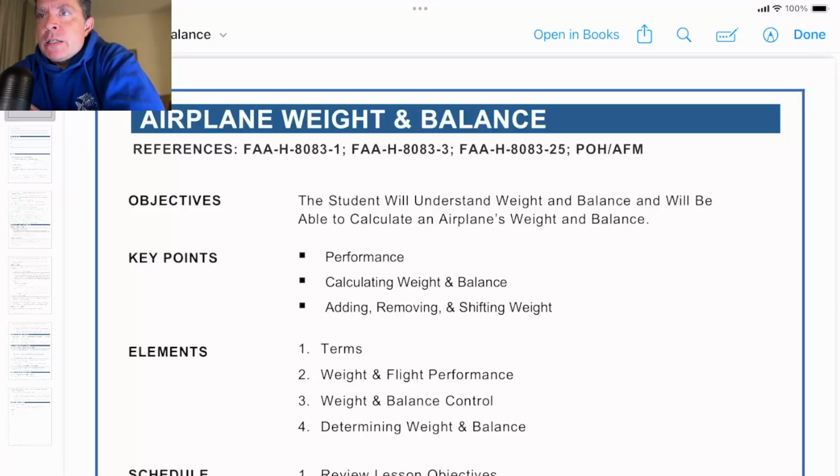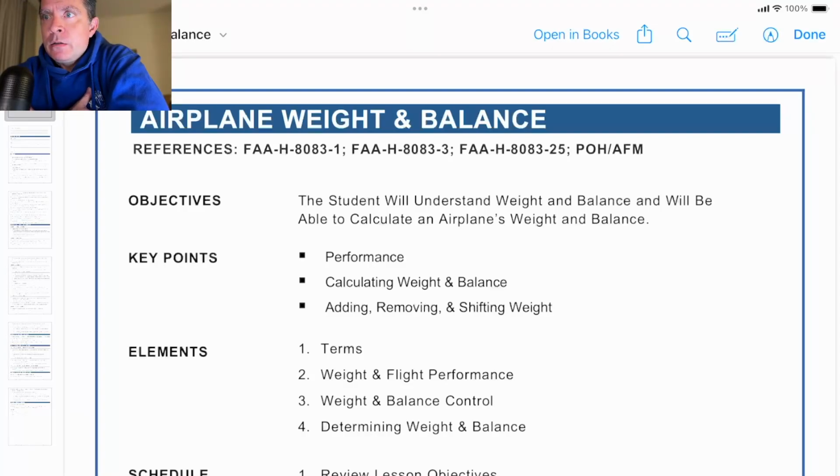All right, so the objective of this lesson is to understand airplane weight and balance. Key points are performance, calculating weight and balance, and adding, removing, and shifting weight. If you look in the rest of the folder in weight and balance, you'll find different calculations. I go over how to do it.